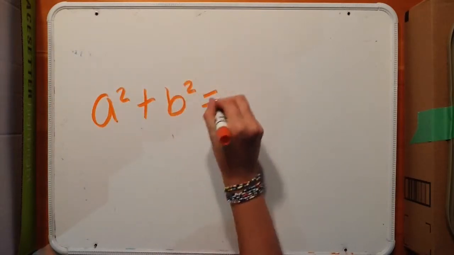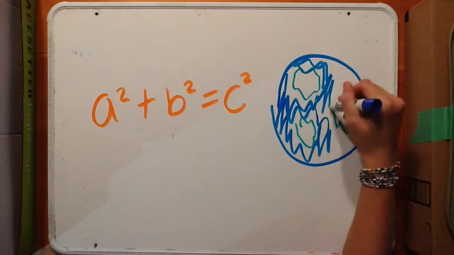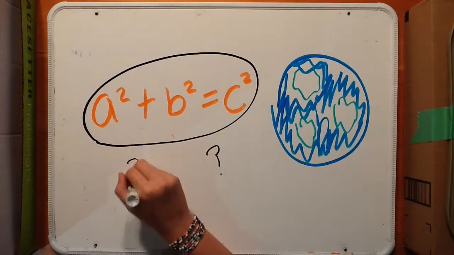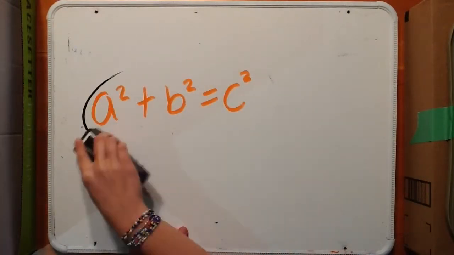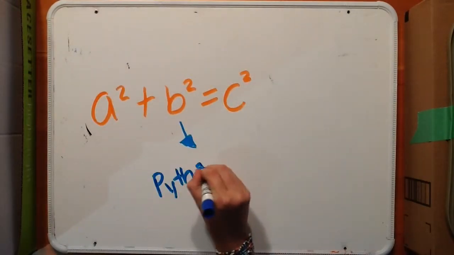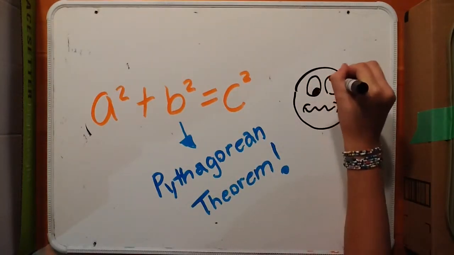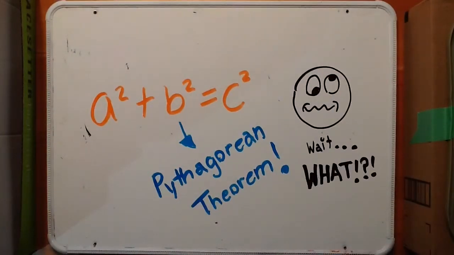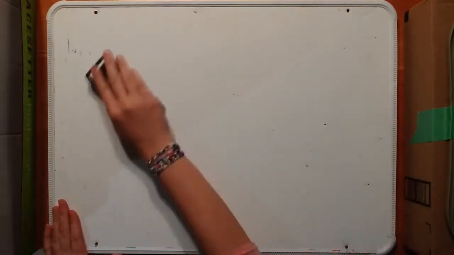A squared plus B squared equals C squared, a formula that is used all around the world. But what does it really mean? If you've just started to learn this in class, A squared plus B squared equals C squared is the formula for the Pythagorean theorem. Wait, what? Okay, let's start at the beginning.